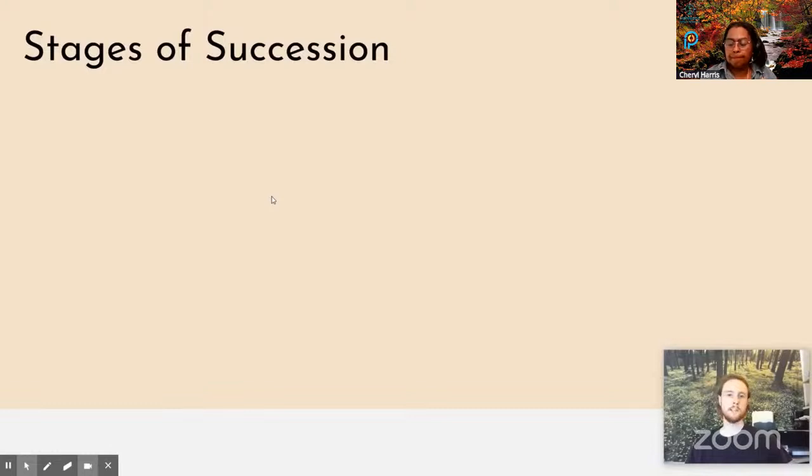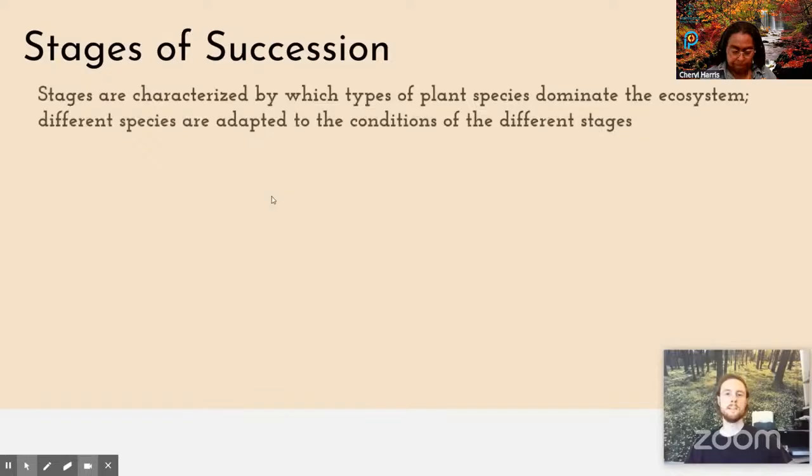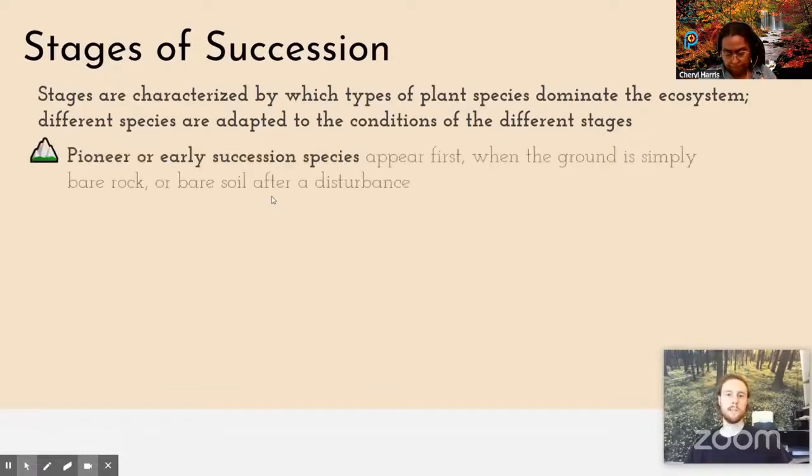So it's important to understand that these stages of succession, or this process, is marked by which types of plant species dominate the ecosystem during each stage. And that's because different species are adapted to the different conditions that occur in each phase or each stage of succession. So we always start with pioneer or early successional species.